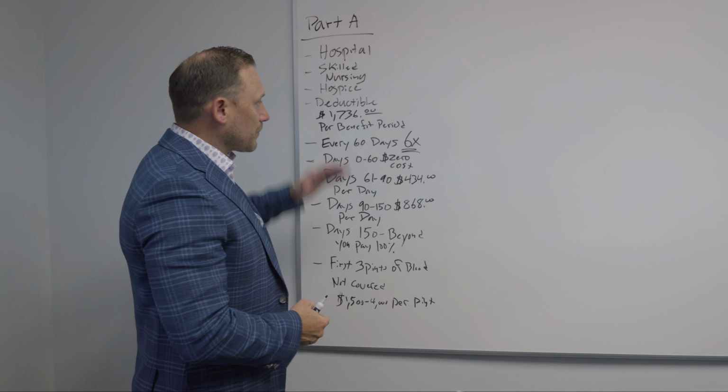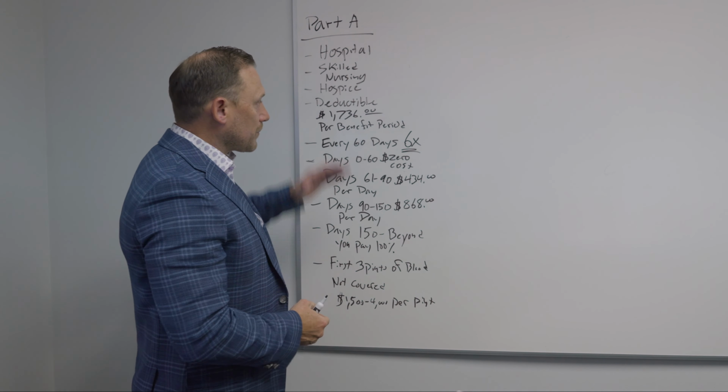So what we're establishing here is why we would suggest having either a Medigap policy or Medicare Advantage to help cover those costs in the event of something catastrophic, or a critical or terminal illness diagnosis. Outside of the deductible and the copays for Part A, you also need to be aware that your first 3 pints of blood are not covered by Medicare Part A.